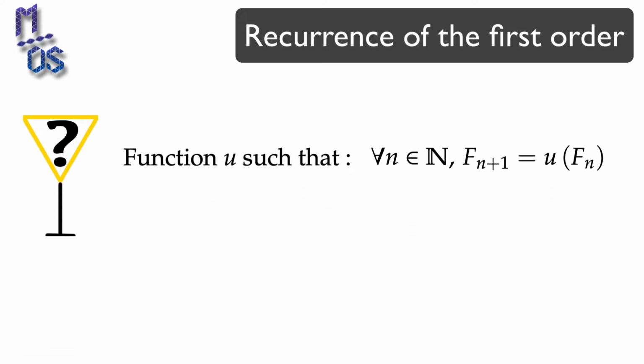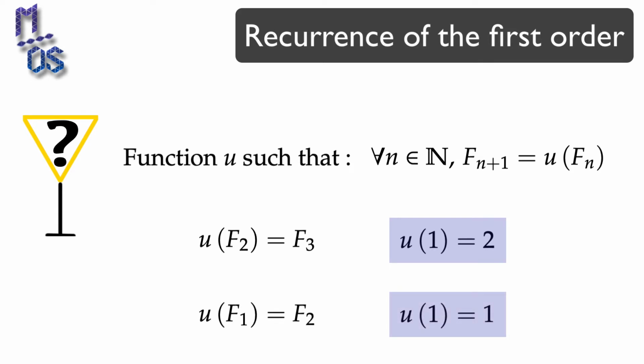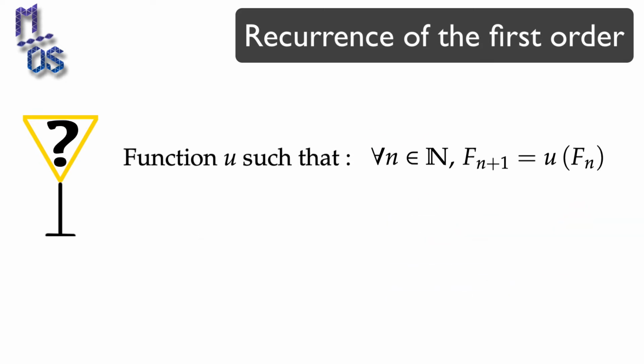After careful inspection, we can see that there's something wrong in that question. Indeed, we would have u of f sub 2 equals f sub 3, and at the same time u of f sub 1 equals f sub 2, which is quite impossible. So we have to add some water to the wine. Let's look for a function u such that this relation holds starting at index 2. This should remove the issue, since the f sub n are all distinct when n is larger than or equal to 2. Would you like to have some time to think about it?